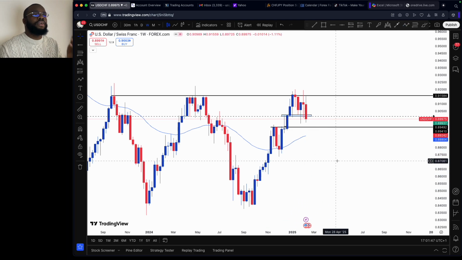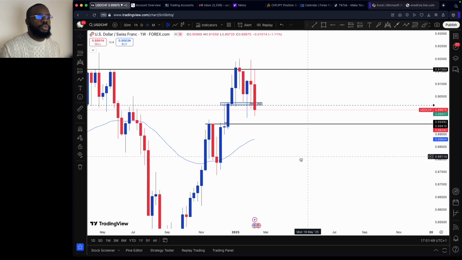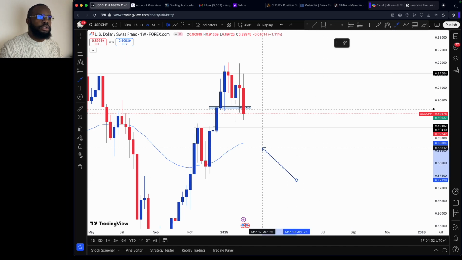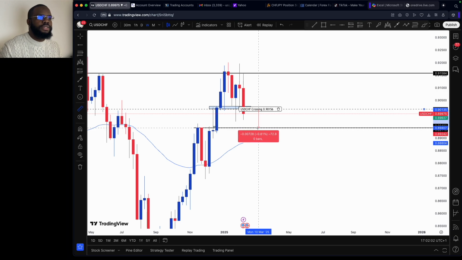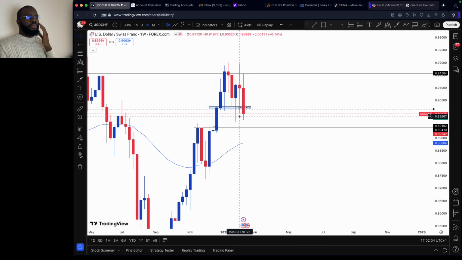But first we might have to stop here, which is this zone. Price will have to stop at this zone, then before price gets to this zone we'll capitalize off it. Let me check how many pips range that is. That is a 75 pips range. So before price gets here we'll have to jump in on the trade.